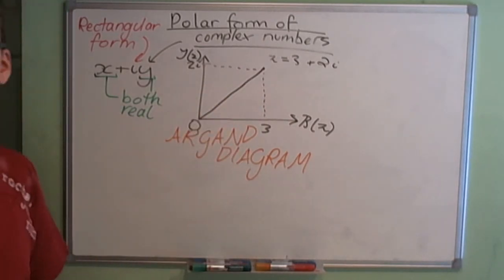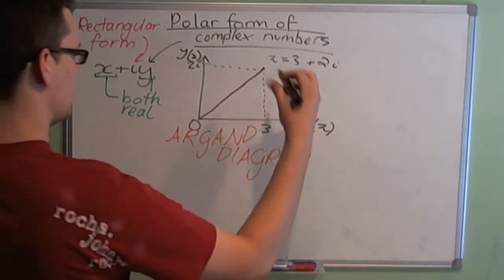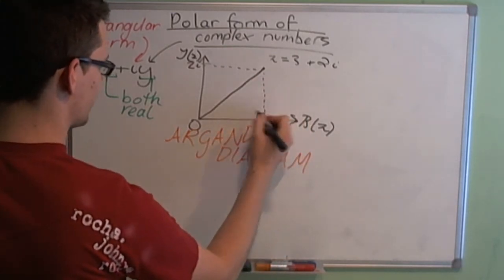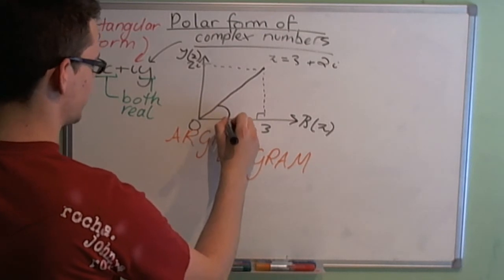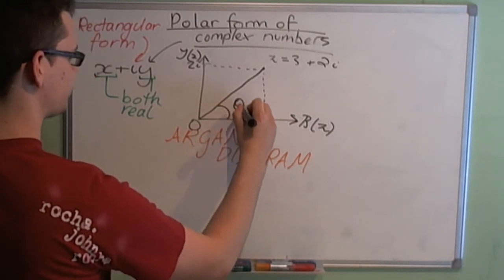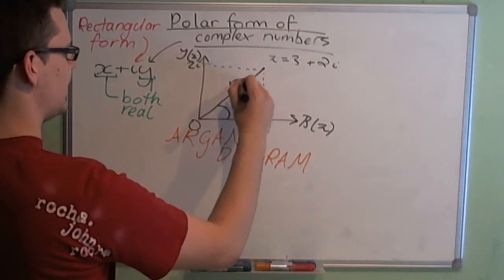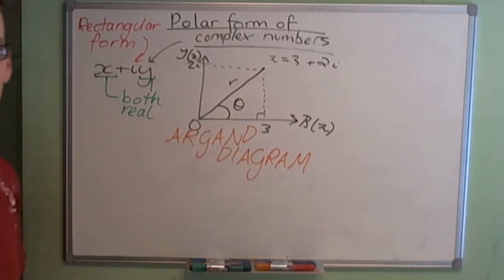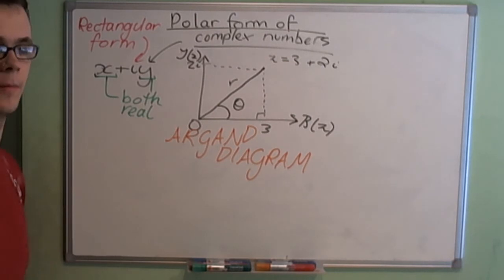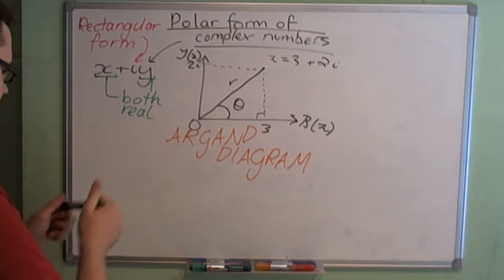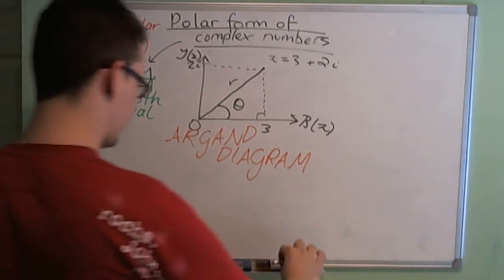With this form we can apply some knowledge of right-angled triangles. You'll notice that this is a right-angled triangle, and we can have an angle here, theta. We also define something called r, which is the length, the geometrical distance of the complex number from the origin. And with this we can define some new formulae.